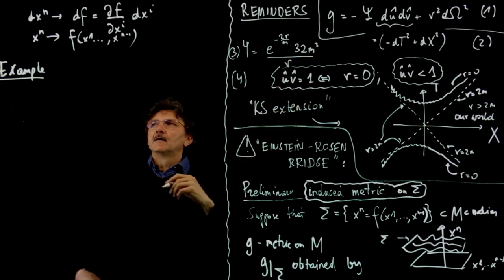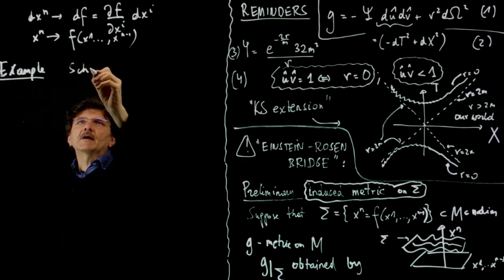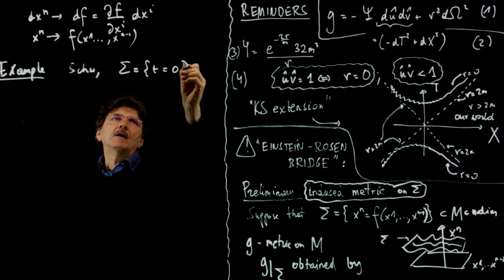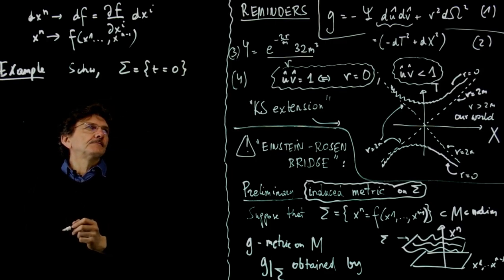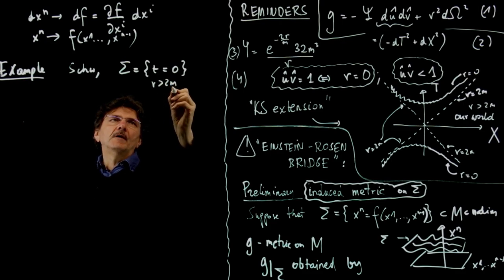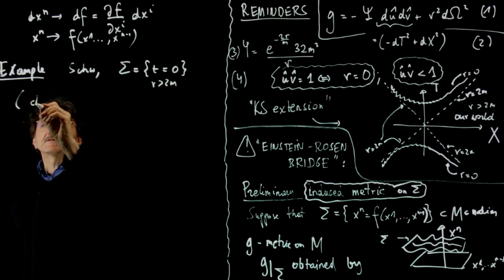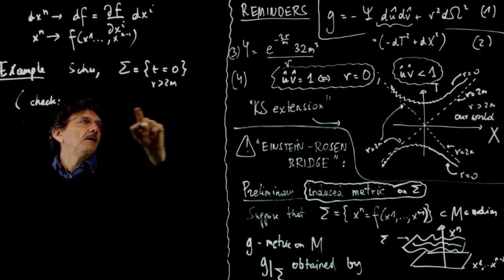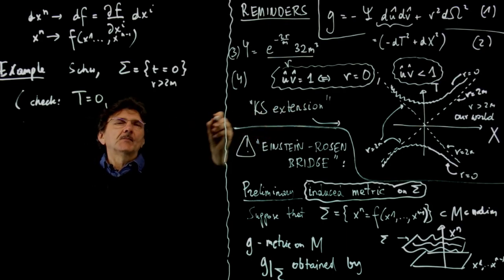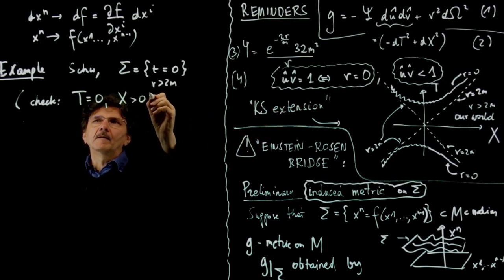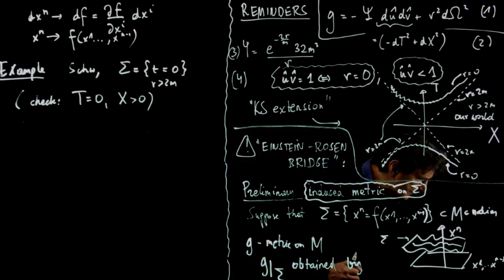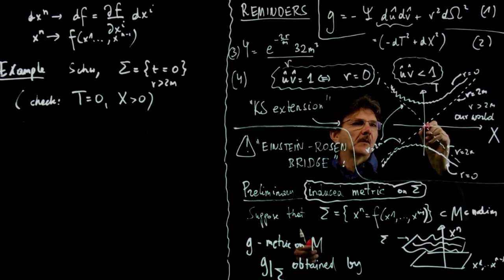if we take Schwarzschild and we take sigma to be t equals 0, and r larger than 2m, of course, then you can check that this is the same as capital T equals 0 and x positive. So in other words, our sigma would be here.